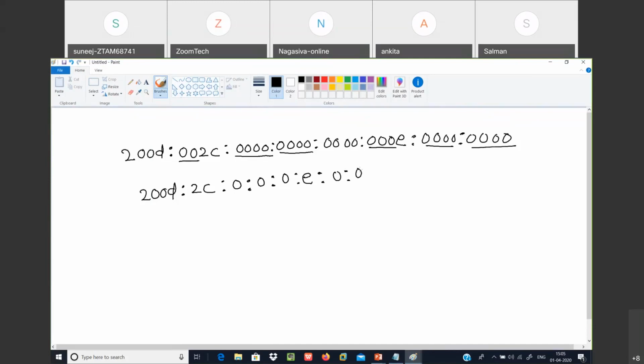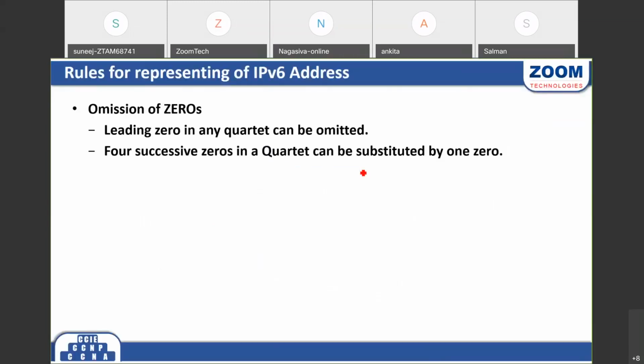Getting it? The rules. Rule number 1, leading zeros in any quartet can be omitted. Four successive zeros in a quartet can be substituted by what? A single 0. But only two rules so far. One more rule is available.